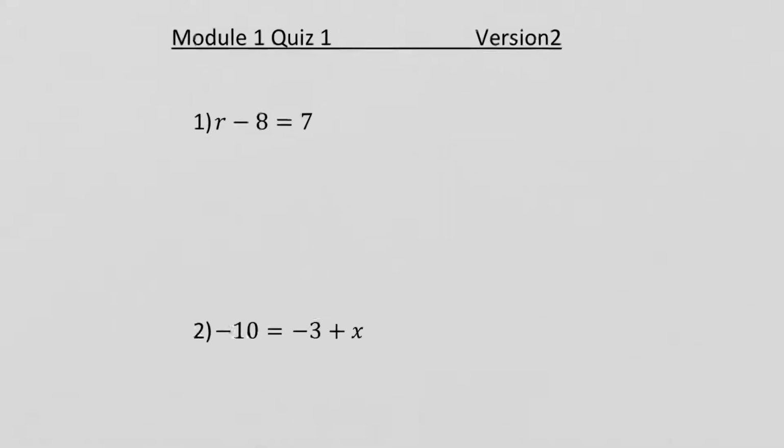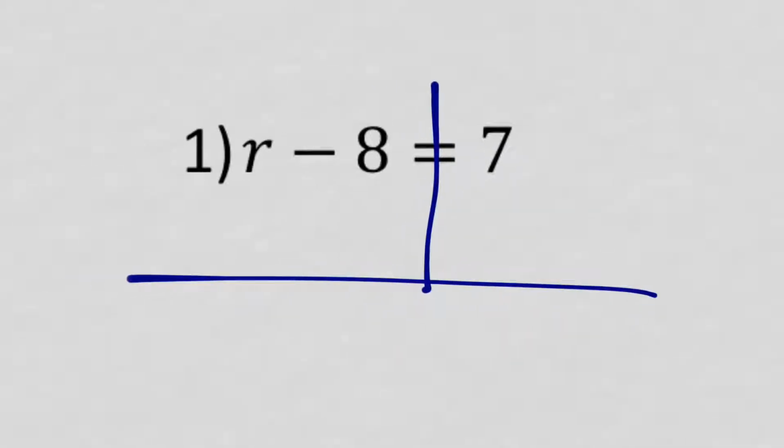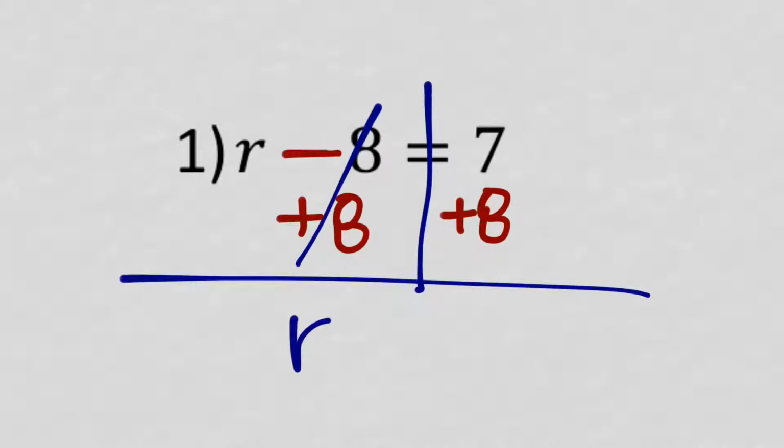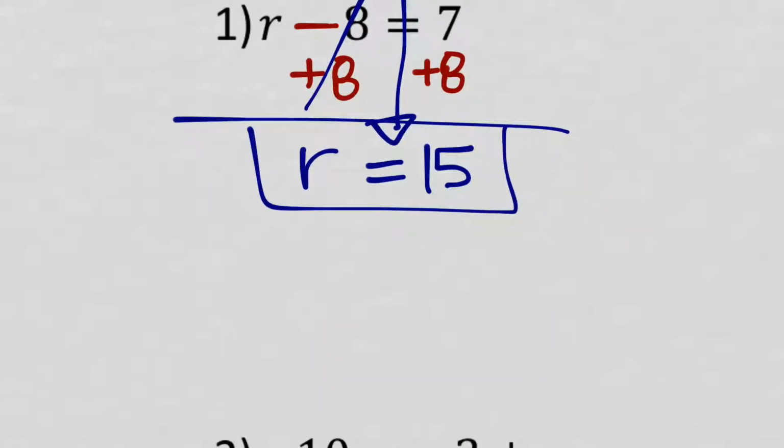Here's version 2, guys, of the quiz so that you can do your quiz corrections. So in number 1, we want to solve for r, so that means that I need to get rid of the negative 8. The opposite of subtracting is to add. So I'm adding 8 to both sides of my equation. The negative 8 and positive 8 cancel out, so I'm left with r equals, because I bring down the equal sign, 15. And that's my solution for number 1.